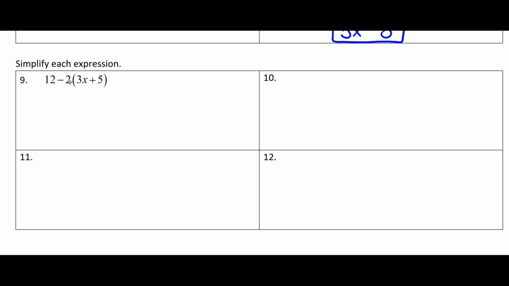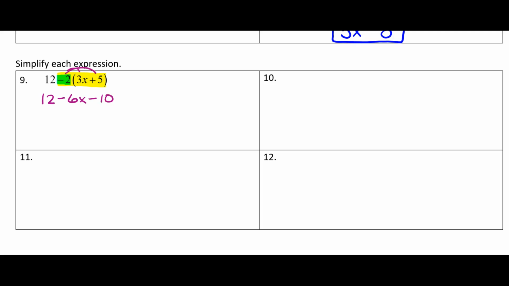So instead, we need to take care of this negative 2 times 3x plus 5. And please notice I kept the sign. That negative goes with the 2. All right, so we're going to bring down the 12, and we're going to do negative 2 times 3x, which is negative 6x. And then we're going to do negative 2 times a positive 5, which is a negative 10.